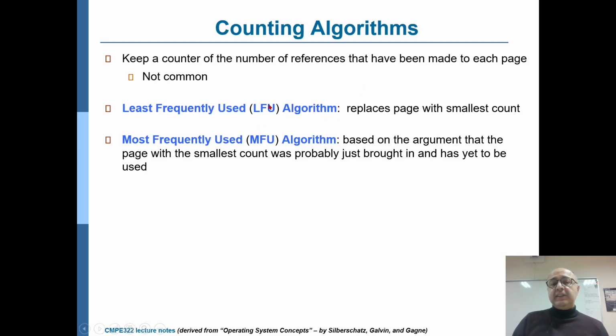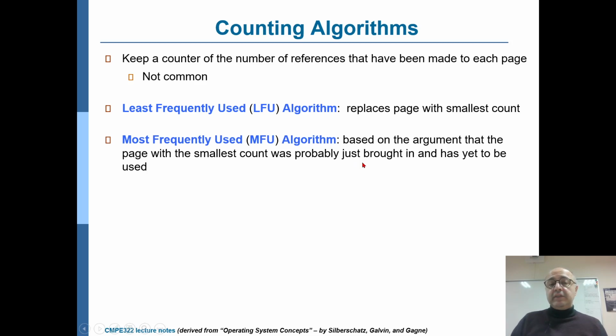One is the least frequently used algorithm. So it will replace the page with the smallest count. It says this page is not being frequently used, so you guess it won't be used in the future. Of course, this is again a guess, might be true or false.